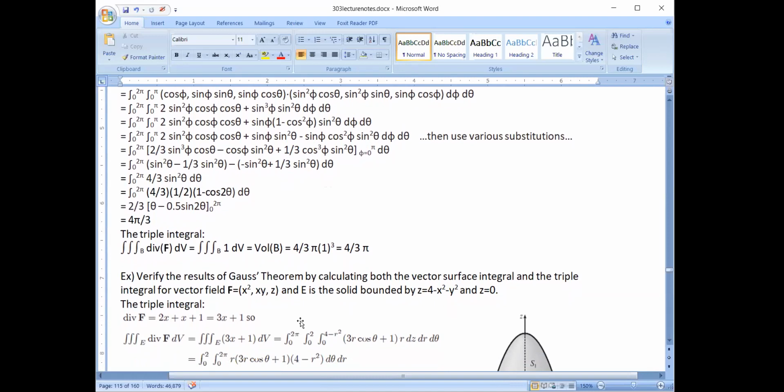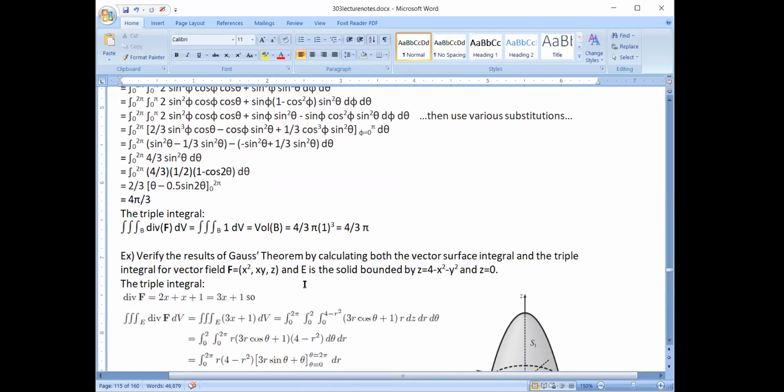So first, integrating with respect to z. Everything is a constant with respect to z. So it's just times z, plugging in 0 and 4 minus r squared. So that just gives you r times 3r cos theta plus 1 times 4 minus r squared. Now we want to integrate with respect to theta.